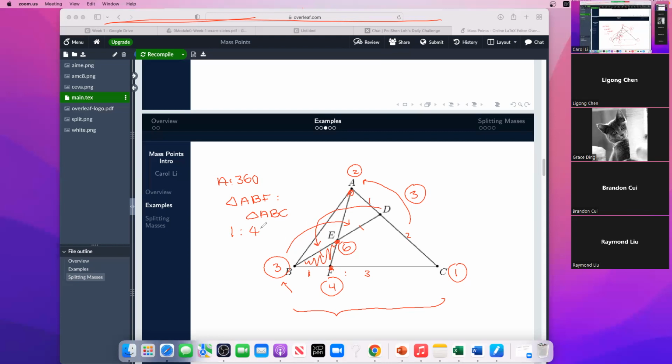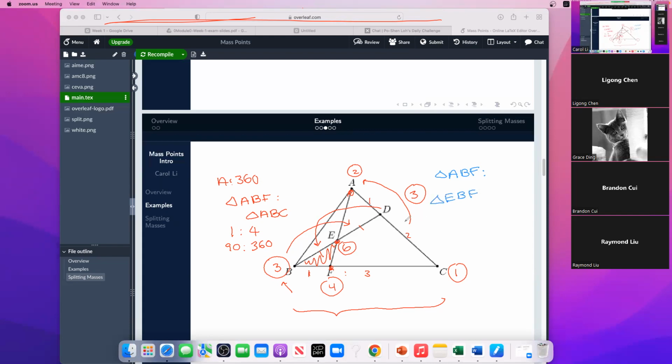So now that we know the ratio of ABF to ABC, we can actually find the area of ABF because we know the area of ABC is 360. So that means the area of ABF has to be 90 to hold that ratio. Now we can continue that and we can actually look at ABF to EBF because it's a lot easier that way.